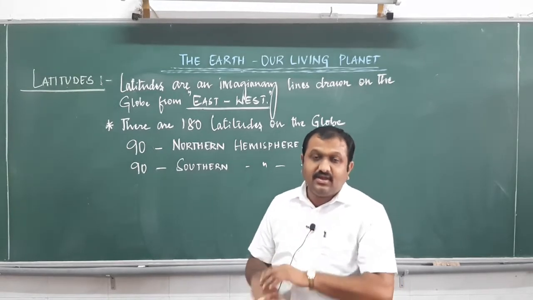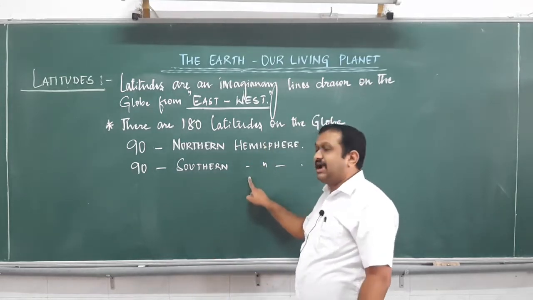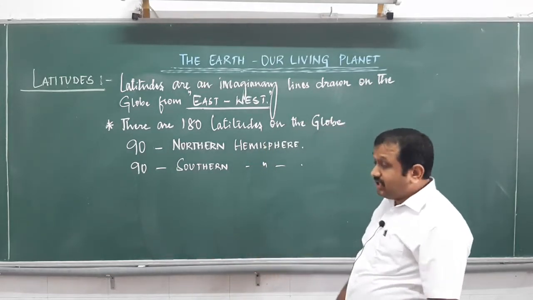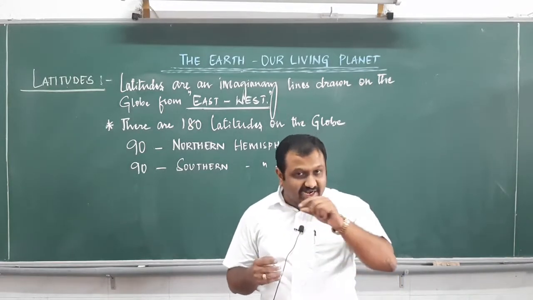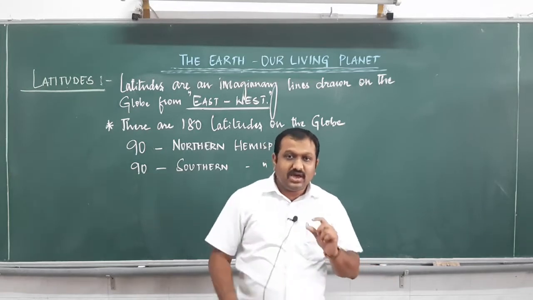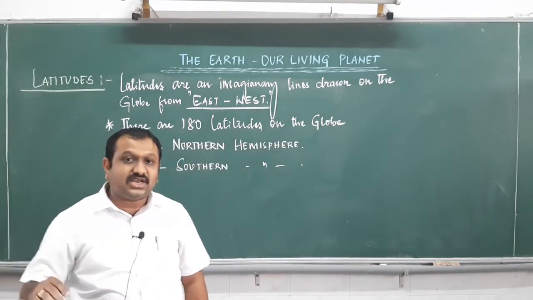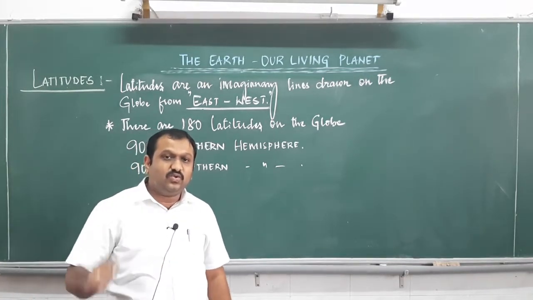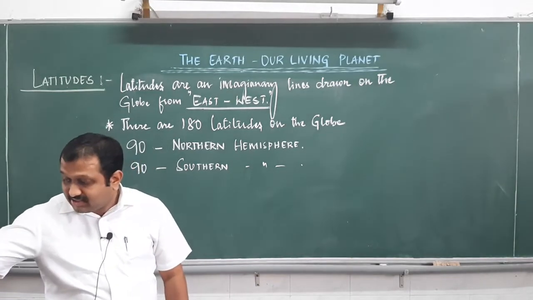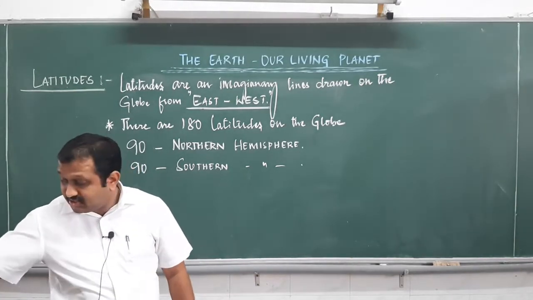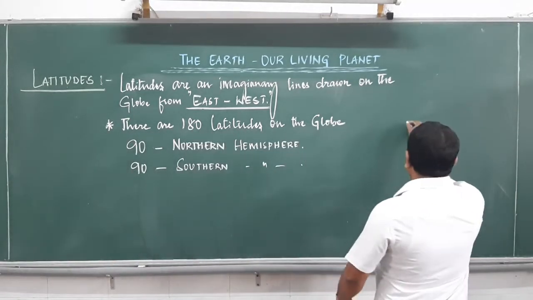I'll say it again. There are 90 latitudes in the northern hemisphere and 90 latitudes in the southern hemisphere, including a central line, which can also be called the great equator, or a great circle, and this great circle we call the equator. I'll draw the diagram on the board so that you can follow it in a very systematic way.